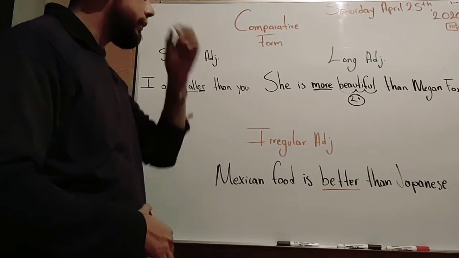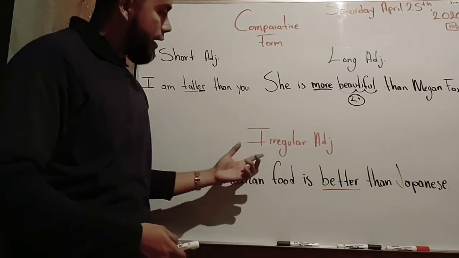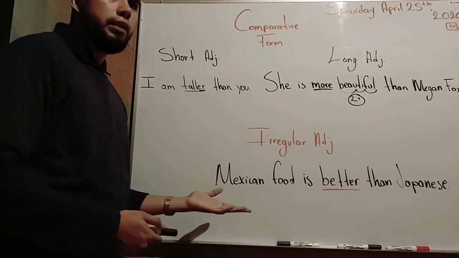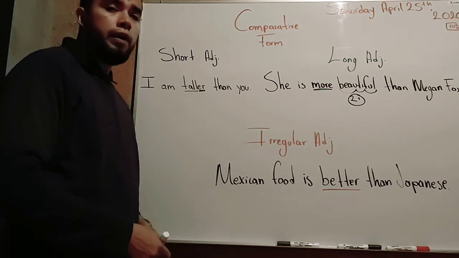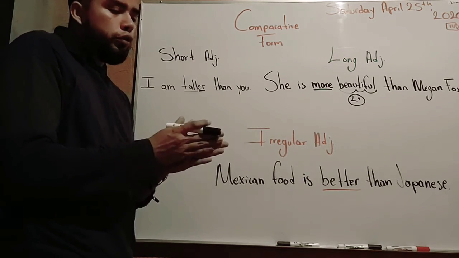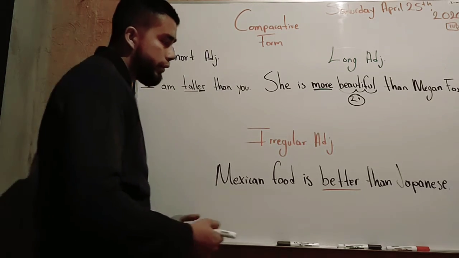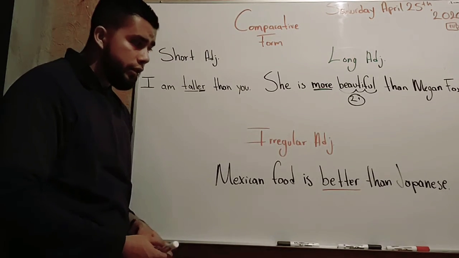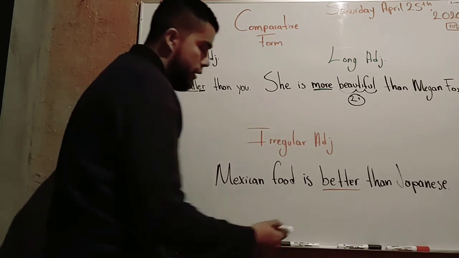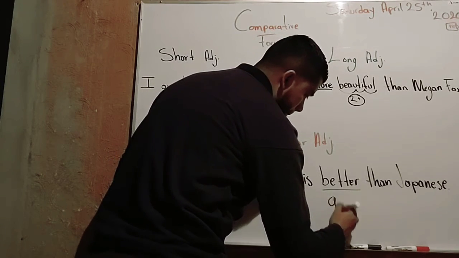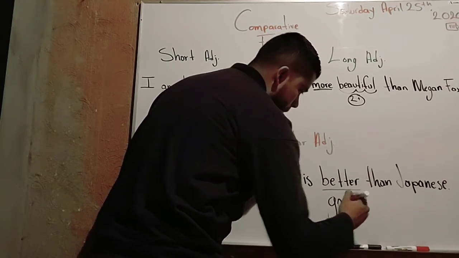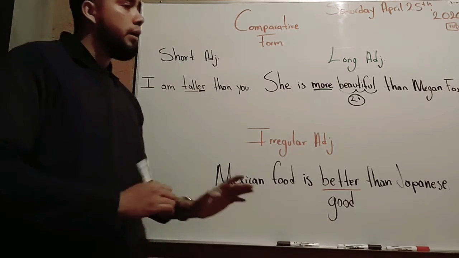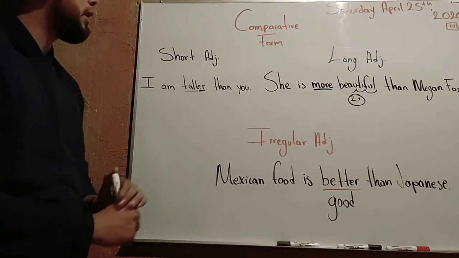Pay attention to this. Then we have irregular adjectives. What is an irregular adjective? The adjective that is going to change. For example, here we have better. Better is irregular. Why? Because the normal adjective is good. Now let's take it step by step.